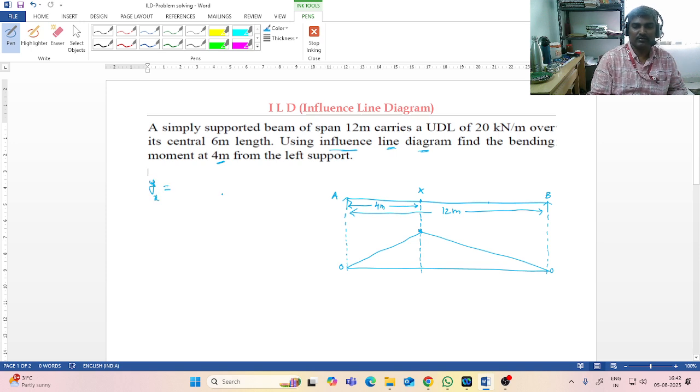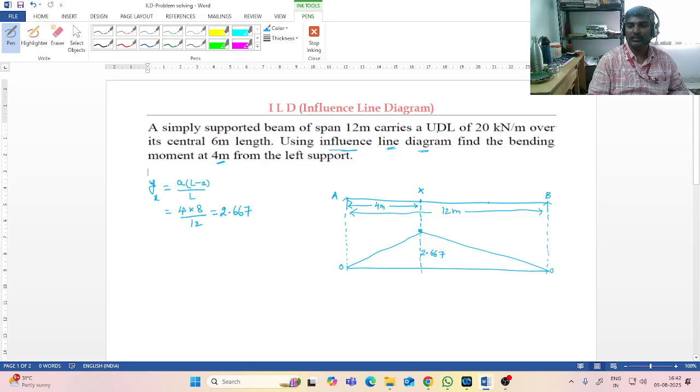Right. So this ordinate, let us calculate the ordinate at X. As this is 4 meters, the rest of the span will be 8 meters. So from the formula a into L minus a divided by L, 4 multiplied by 8 divided by 12 will give you 2.667. So this ordinate is 2.667. Right. Now look for the loads, where the loads are being placed.